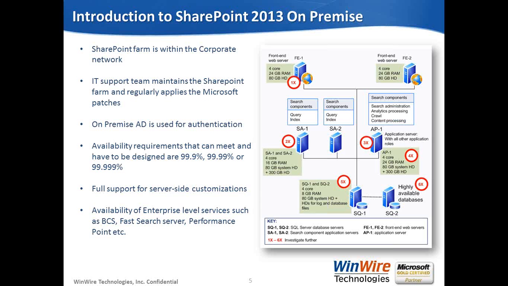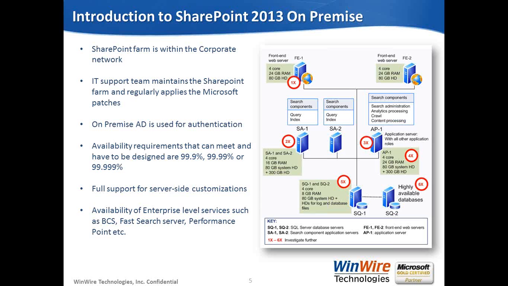So let's start with the introduction to SharePoint 2013 on-premise. In this case, the SharePoint farm is within the corporate network. As you see on the right side, the sample diagram represents the SharePoint farm within the corporate network, where you will typically see the web front-end servers, application servers, the search servers, and the SQL database. This kind of configuration depends a lot on various requirements that need to be met, like availability or disaster recovery. The IT support team maintains the SharePoint farm and applies the Microsoft patches regularly. The authentication is primarily based on the on-premise AD.